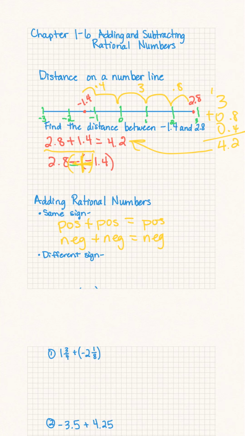So you're going to look at the two numbers and try to decide which one is a bigger number. If it's the negative that's the bigger number, then it's going to be a negative. If it's the positive that's the bigger number, it's going to equal a positive. Let's put that into words.